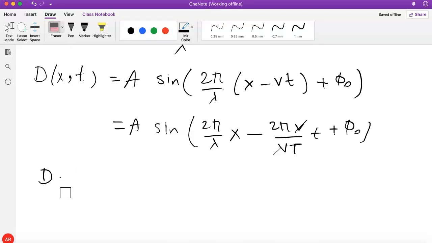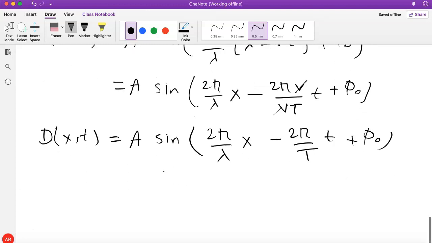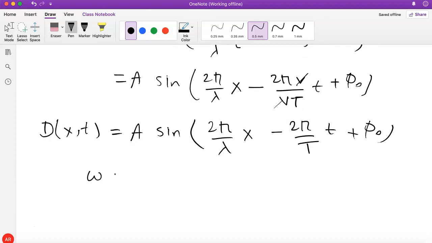d of x and t is equal to the amplitude times sine of (2 pi over lambda x minus 2 pi over T t plus phi naught). All right. So previously for harmonic oscillators, we defined omega to be 2 pi over T, and we called it angular frequency.